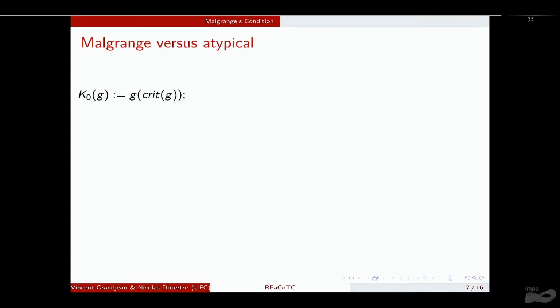So now more notation. What's the relation between values at which a function is not Lagrange and atypical values of such a function? So I will write down K0 of G, the critical values of the function. And K infinity of G will be the set of asymptotic critical values of the function, that is, those at which the Lagrange condition fails.